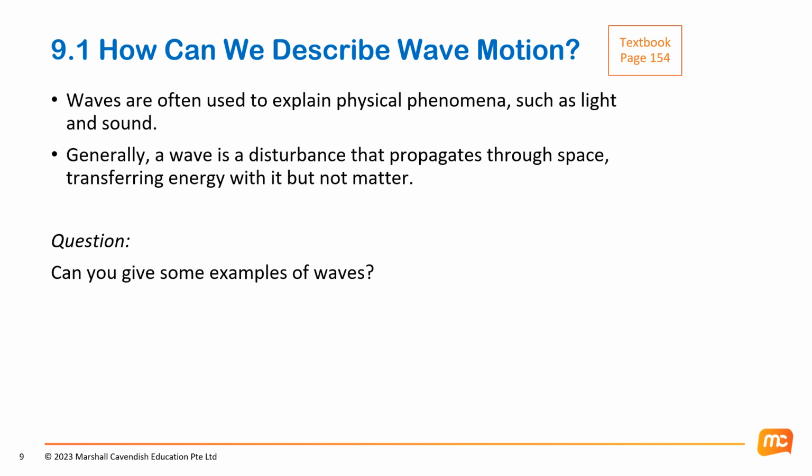The definition of a wave generally is a disturbance that propagates through space that transfers energy but not matter. You've already encountered some of this, especially in our earlier chapters, for example, when we spoke about energy and how energy can be transferred. There are mechanical waves and there are also other waves like electromagnetic waves.